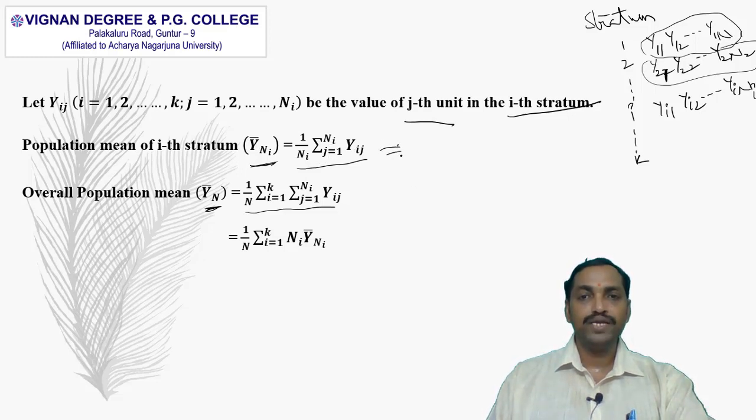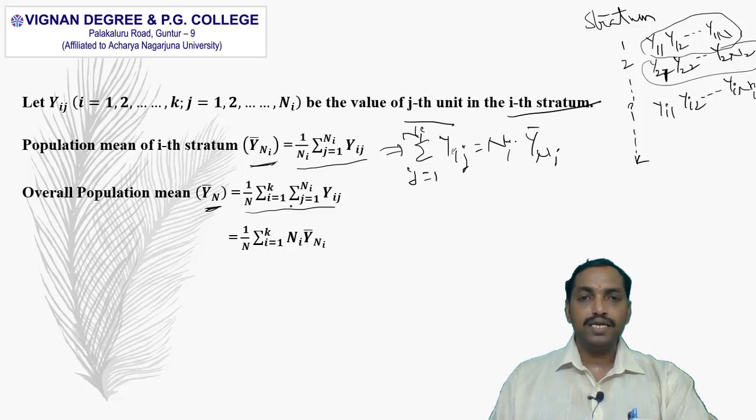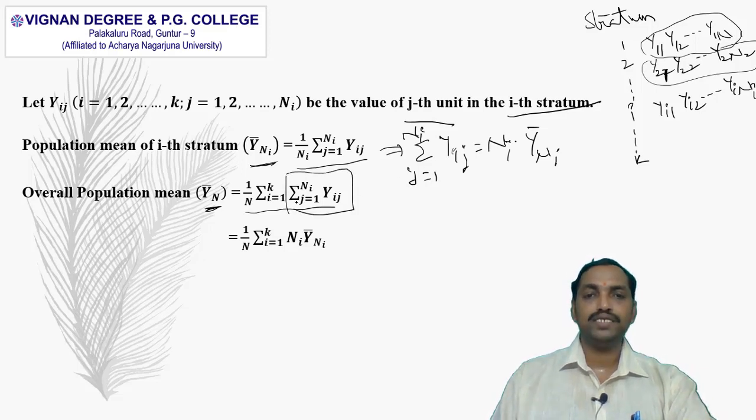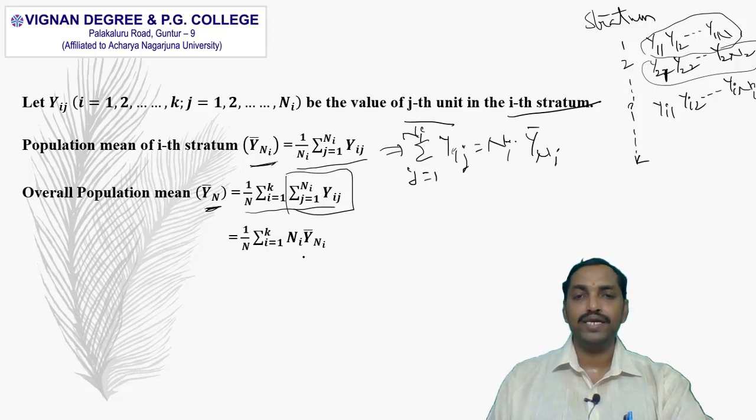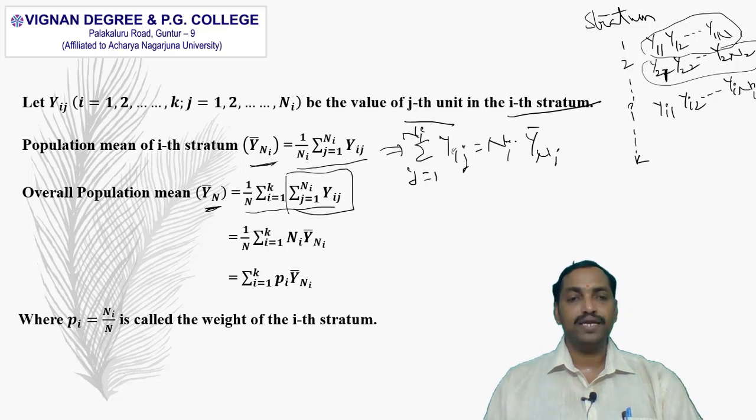From this formula we can write summation j equal to 1 to N_i Y_ij is equal to capital N_i into Y_i bar. So we are substituting this in place of summation j equal to 1 to N_i Y_ij, so that we will get 1 by N into summation i equal to 1 to k capital N_i into Y_i bar, that is equal to summation i equal to 1 to k P_i into Y_i bar, where P_i is equal to capital N_i divided by capital N, called the weight of the ith stratum.